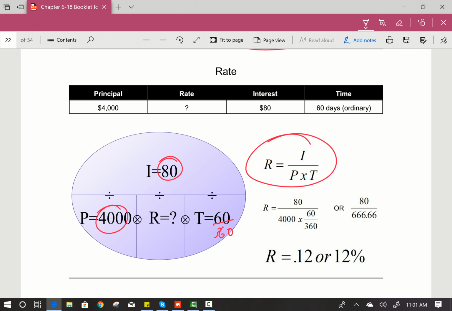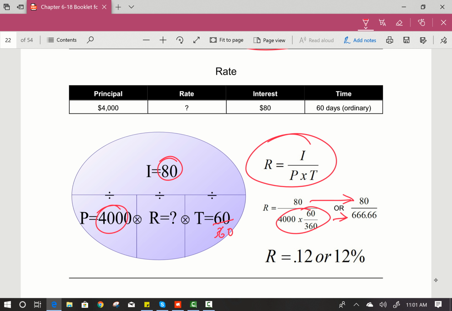So the rate is equal to the interest divided by the principal times the time. There's our formula. So now I'm going to place everything into the proper category, put 80 on top, and since it's the only value on the top row, I can go ahead and bring that over. Okay, but I do need to calculate the principal times the time, which is 4,000 times 60 divided by 360.